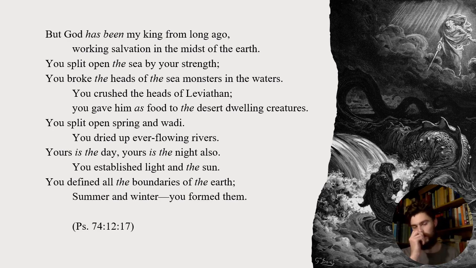Summer and winter you formed them. This is a very explicit reference to the Chaoskampf, so Yahweh defeating the sea serpent and killing Leviathan and the heads of the sea monster is then likened with his creating of the world. So the language of the day, the night, the sun, the moon, the boundaries of the earth, and the seasons like summer and winter is understanding the Genesis account of God creating the heavens, the earth, the waters, the sun, moon, and stars for seasons and times, etc. So this here, Psalm 74, explicitly connects the Chaoskampf with the creation event of Genesis 1.